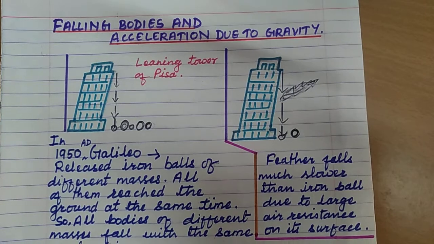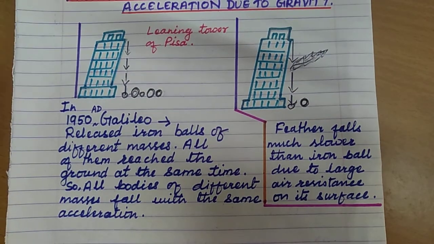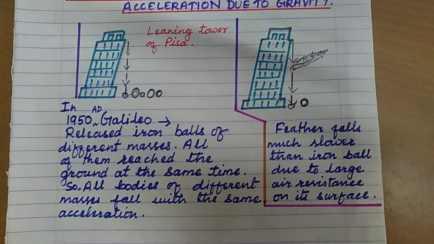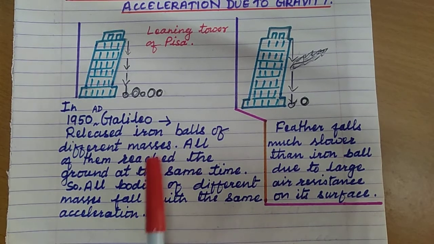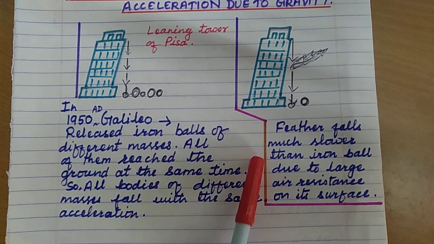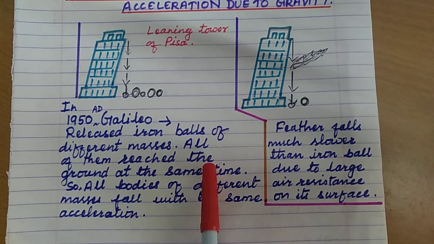Falling bodies and acceleration due to gravity. So this experiment was done by Galileo in 1590 AD. He did this at the Leaning Tower of Pisa in Italy. What he did was he released iron balls of different masses and sizes at the same time.